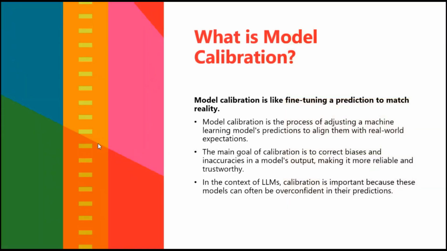So what is calibration? Imagine you have a weather app on your phone, and sometimes it tells you that it's 30 degrees Celsius when actually it's 25 degrees Celsius. That's not very helpful, right? So calibration is like teaching the app to be more accurate. It's about making sure that the model prediction matches what happens in the real world. That's very crucial, especially for LLMs, because sometimes they can be a bit too overconfident in their answers.